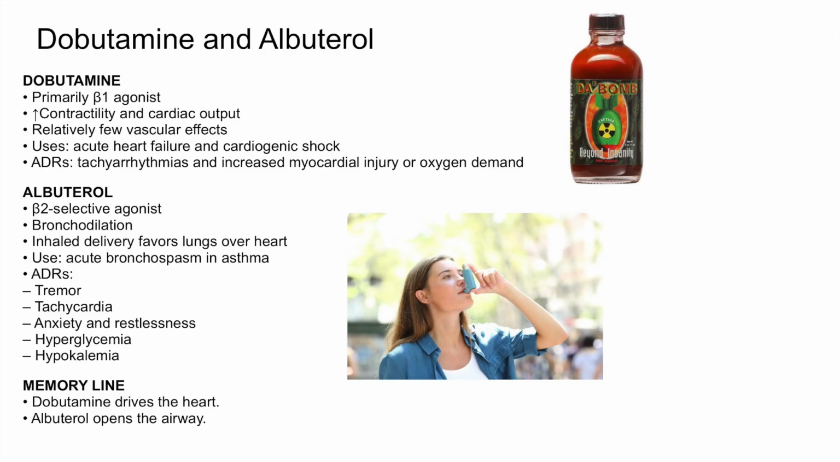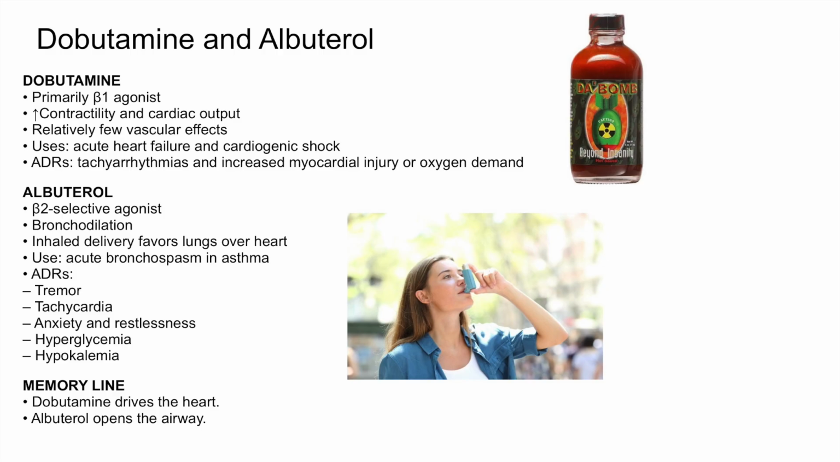Albuterol instead favors beta-2 receptors in bronchial smooth muscle through a Gs-cAMP pathway. It relaxes constricted airways and provides rapid relief during acute bronchospasm. Inhaled administration concentrates the drug in the lungs.